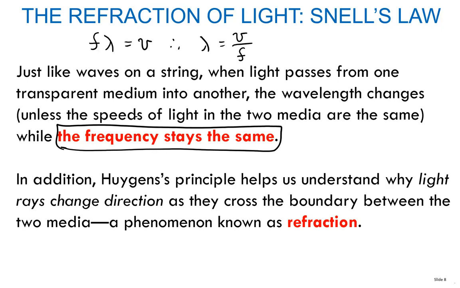If you have light that has a frequency of, let's say, 7 times 10 to the 14 hertz, and it goes from air into water, it remains at the frequency of 7 times 10 to the 14 hertz. But its wavelength is going to change.